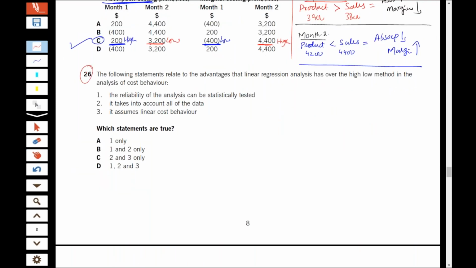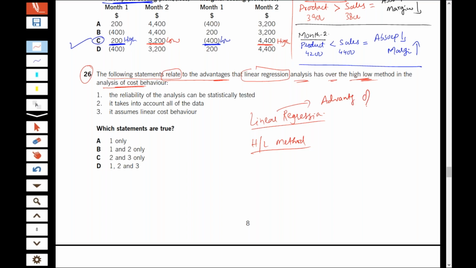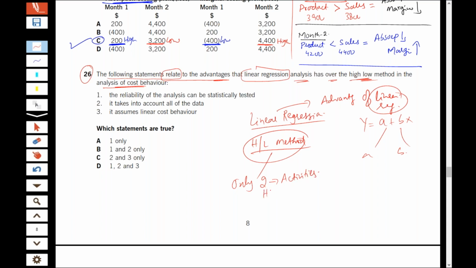Now, number 26. The following statements relate to the advantages that linear regression analysis has over the high-low method in the analysis of cost behavior. See, there is the high-low method and there is linear regression. We are here to discuss the advantages of linear regression. Linear regression was, if you remember, y is equal to a plus bx, and there is a different formula to calculate a and b. In the high-low method, only two activities are considered, that is high and low.